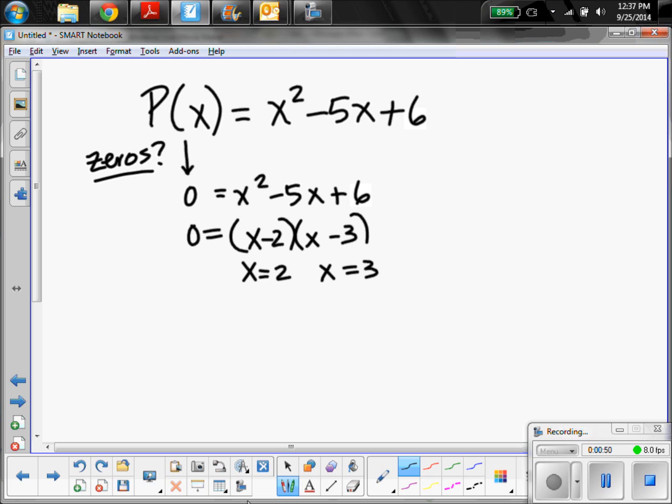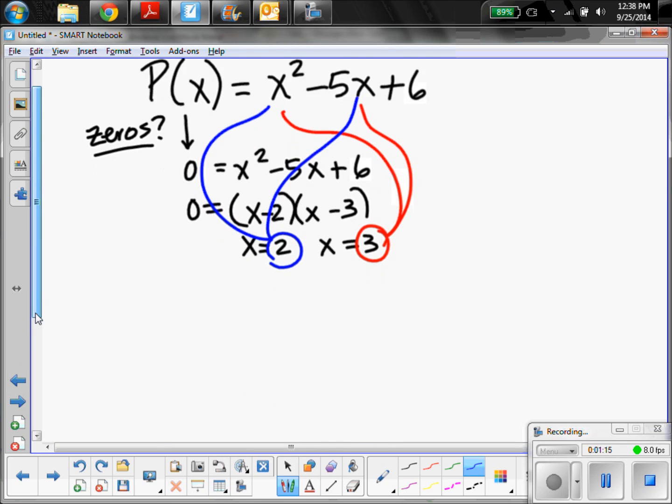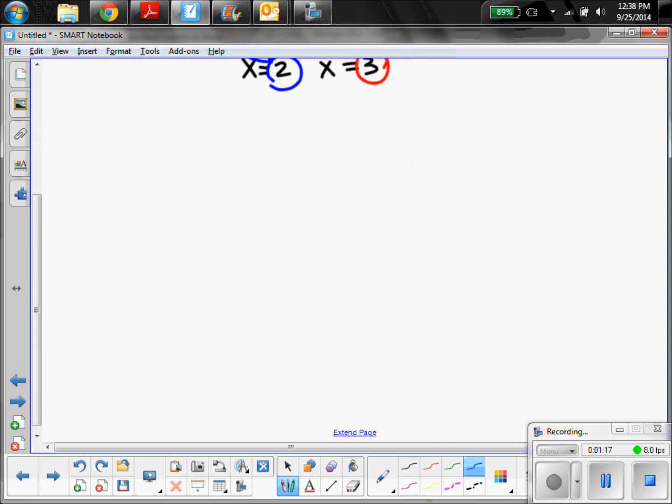So that really means that if I put 3 in the place of every x here and did the math, I'd get 0 for p of x. Likewise, if I took this 2 and plugged it in for the x's, I'd get 0 for p of x. So graphically, my curve p goes to the x-axis at 2 and 3. Not a problem. But let's talk about what problem we do have.